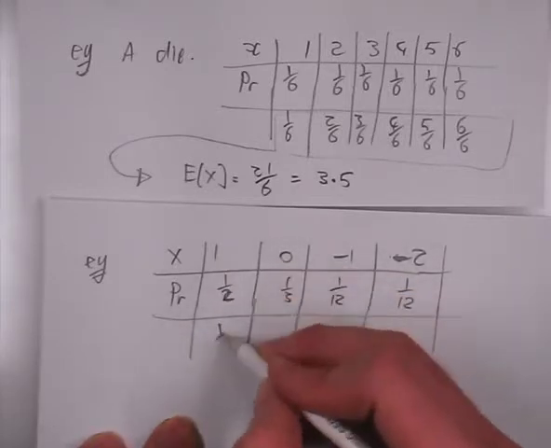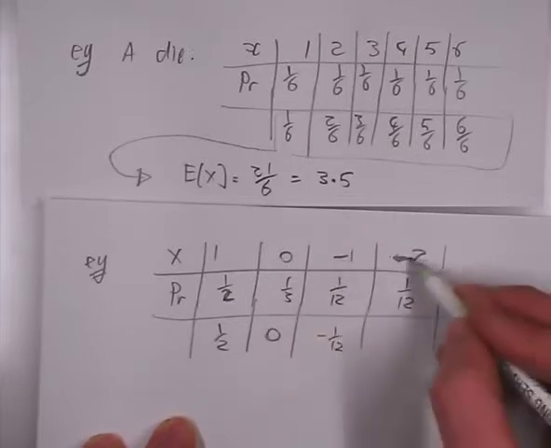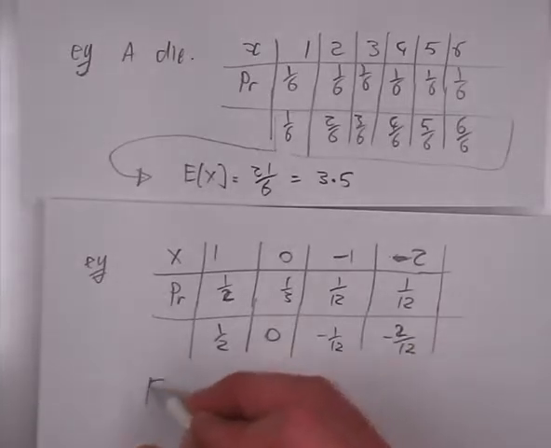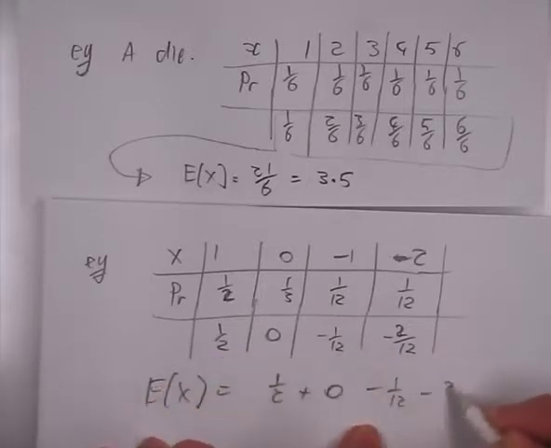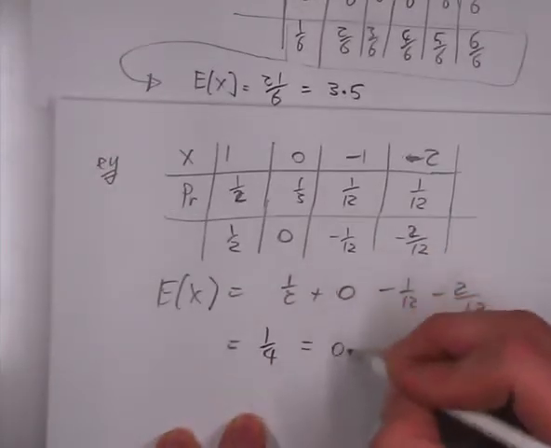So 1 times a half is a half, 0 times a third is a 0, minus 1 times a 12th is minus a 12th, minus 2 times a 12th is minus 2/12. So the expected value would be a half plus 0 minus a 12th, which would be a quarter, I think. So 2/12, that's 1/12 minus 2, so that's 3/12, which is a quarter, and a half minus a quarter is a quarter. Yay, okay. So if you wanted in decimal, 0.25.